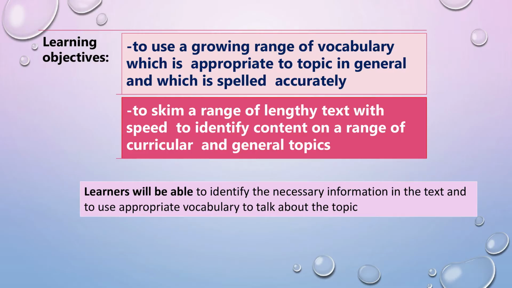Our learning objectives for today are the following. To use a growing range of vocabulary which is appropriate to topic in general and which is spelled accurately. The second aim is to skim a range of lengthy text with speed to identify content on a range of curricula and general topics. By the end of the lesson, learners will be able to identify the necessary information in the text and to use appropriate vocabulary to talk about the topic.